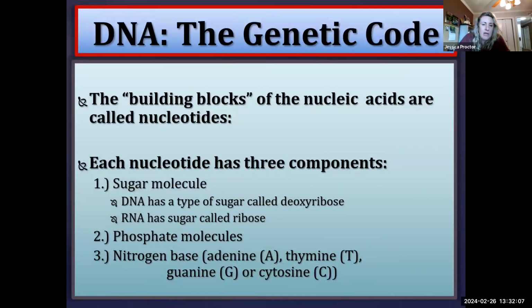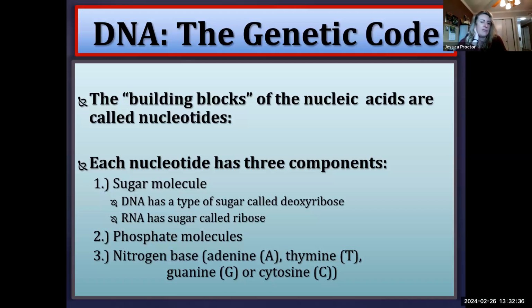All right, so the components of a nucleotide. So a nucleotide on the sides of the ladder. So the sides of the ladder is alternating sugar and phosphate molecules. The sugar molecule, the type of sugar will determine whether it's DNA or RNA. DNA gets its name from the sugar called deoxyribose. So that's where we get the D in DNA. And RNA has a sugar called just ribose. So that's where we get the R in RNA.